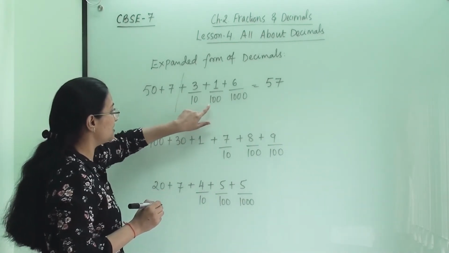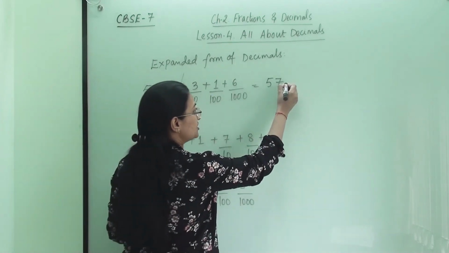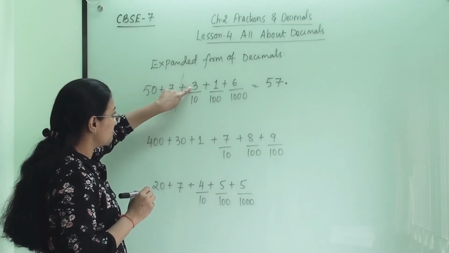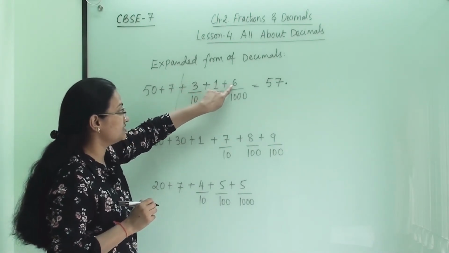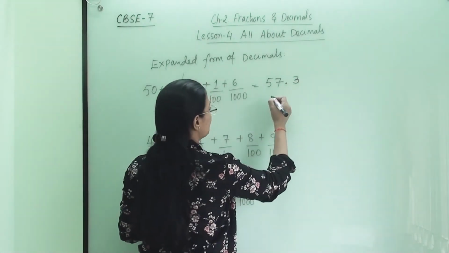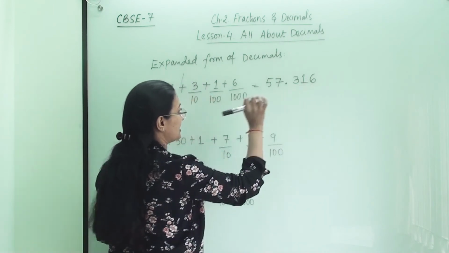Now from here the denominator is starting, so we will put the decimal point. And then this is the first number, this is the second number, and this is the third number. It is very easy. However they have given the numbers, we will write just like that.